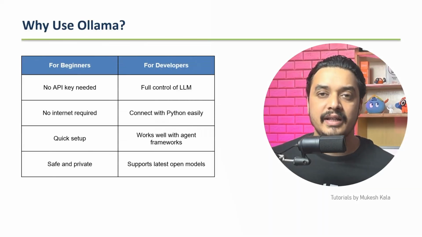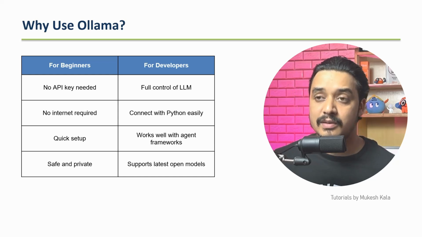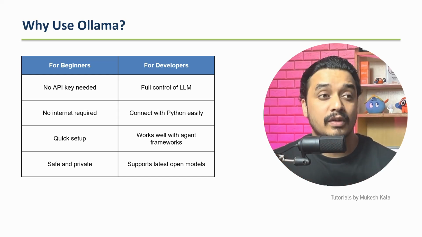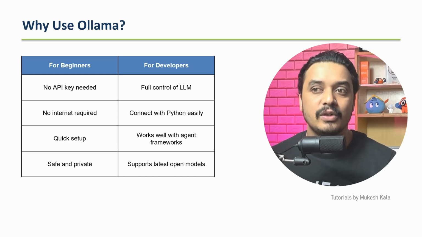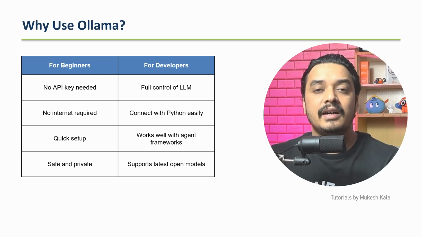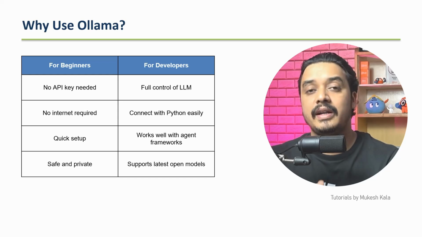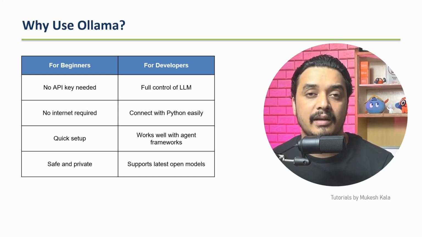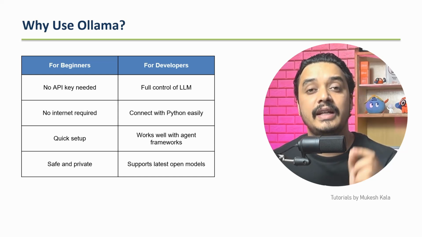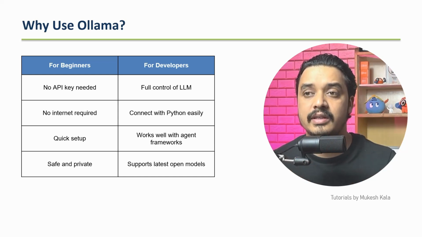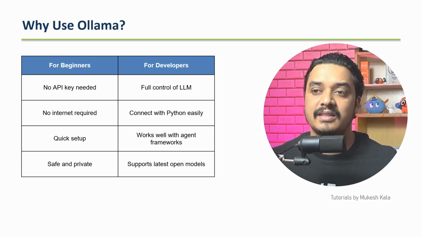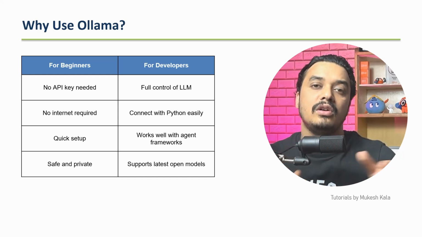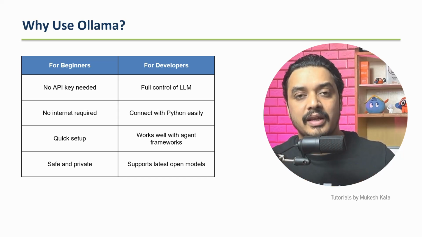Why do I need Ollama, or why would I use Ollama in the first place? So I have segregated it into two compartments. The first one is for the beginners, and I believe that since you are watching this video, you are a beginner, so you do not need an API key. You might have worked with different LLMs. Let's take the example of OpenAI or any other service, right? We need API keys to connect to those services. Here for beginners, you do not need any API keys. No internet required, because the LLM itself is installed on your computer, and to access the data from there, I do not need internet.